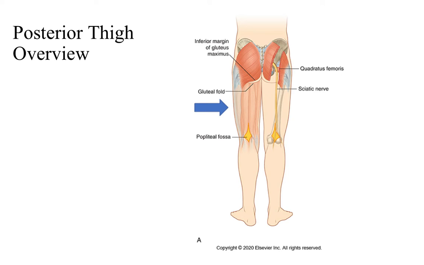When we refer to the posterior thigh, we're referring to the region in the posterior portion of the leg inferior to the gluteal fold and the inferior margin of the gluteus maximus, all the way down to the popliteal fossa. We've already seen that the sciatic nerve is the main nerve that supplies the muscles of the posterior compartment, so we'll expand on that a little throughout this lecture.